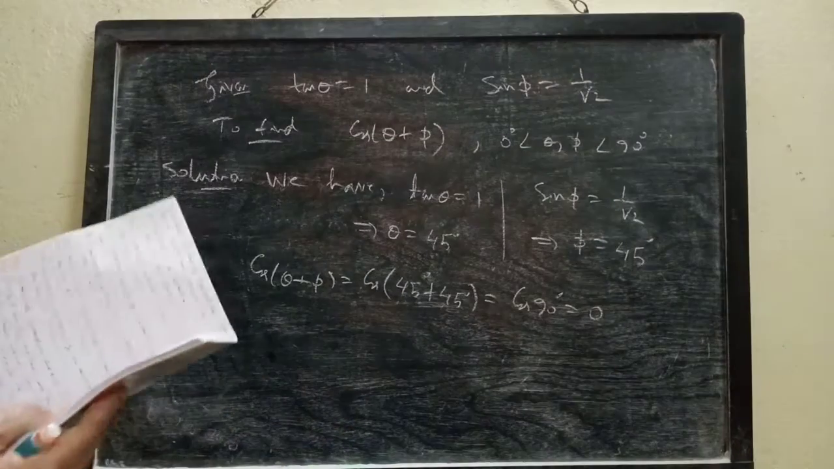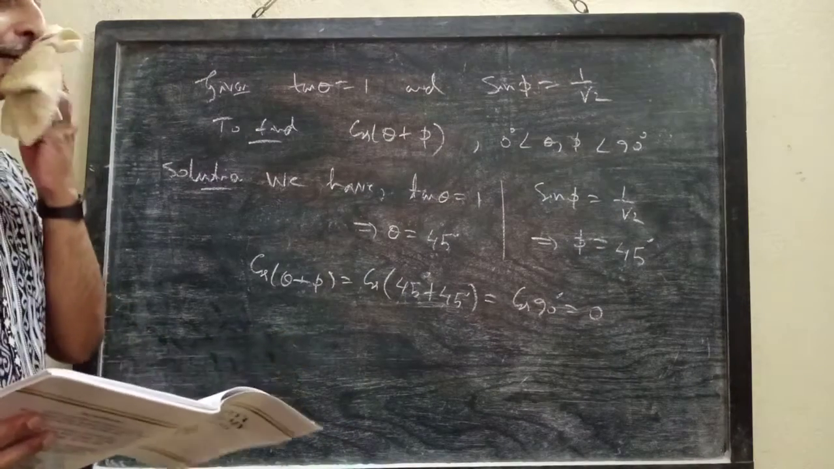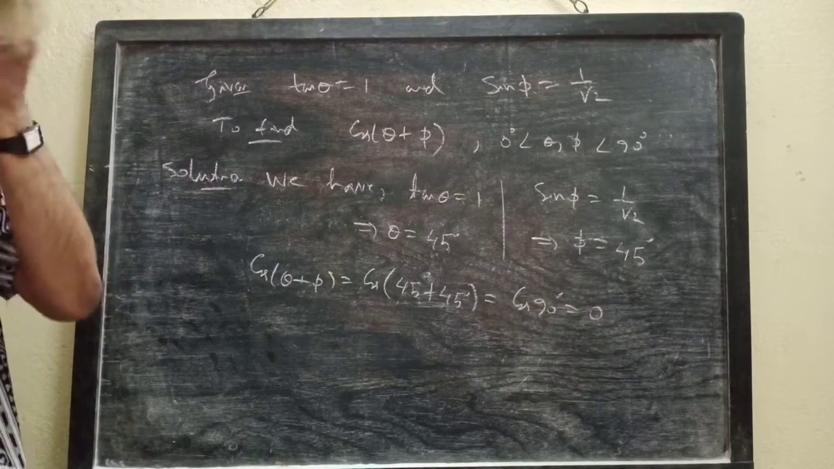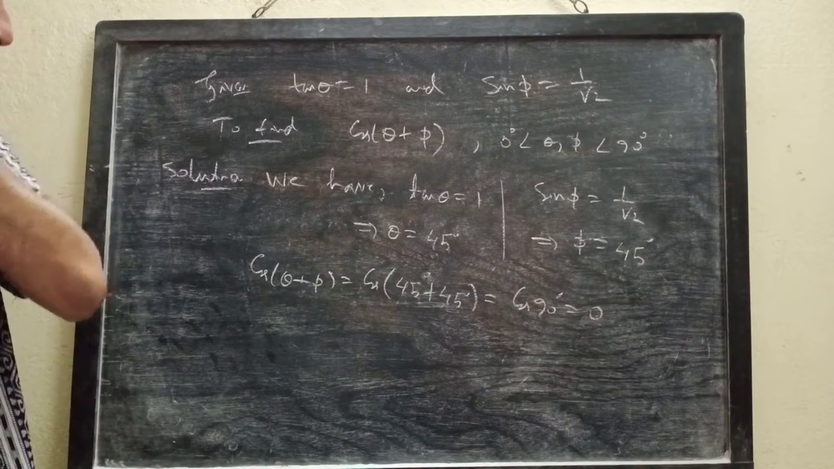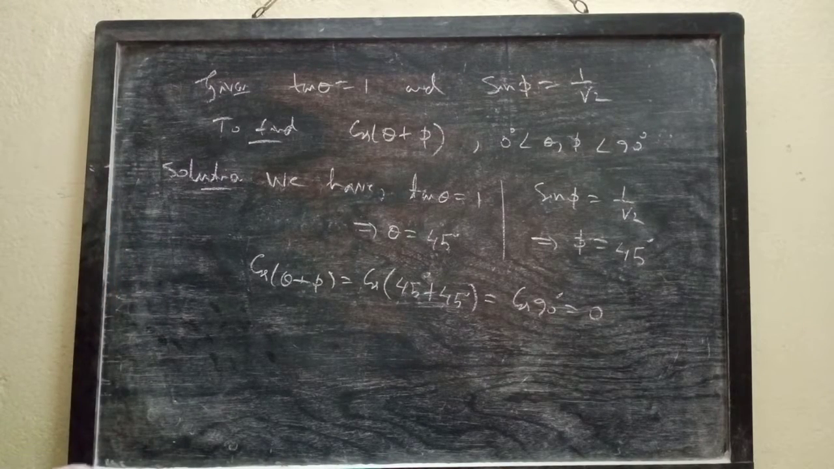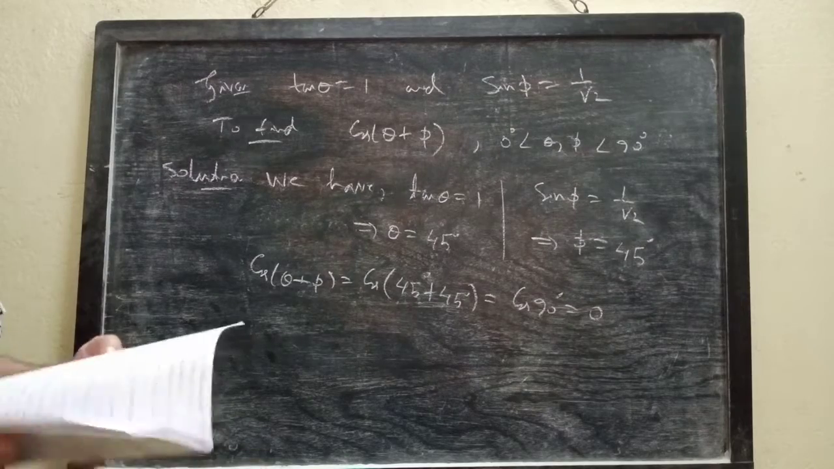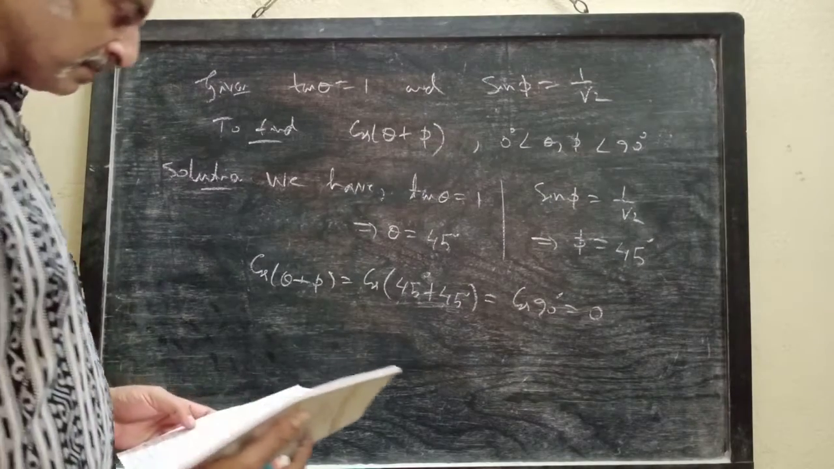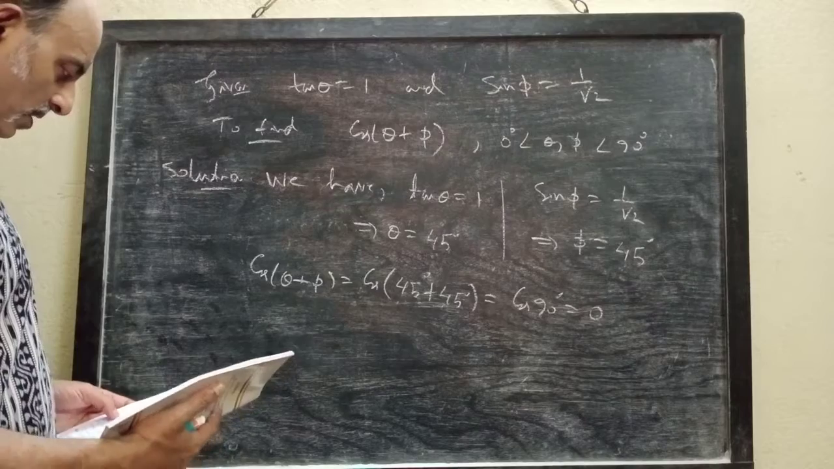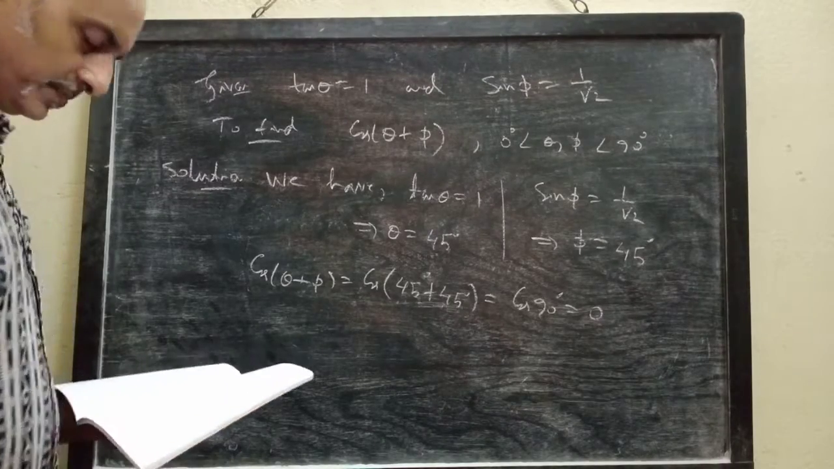So look, here in this section, to solve all the problems, you have to remember the table for getting the values of trigonometric ratios of specific angles. Next question.